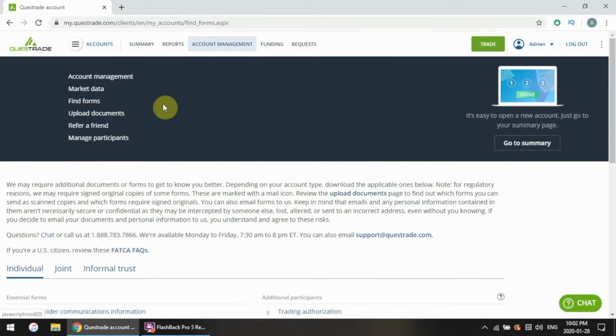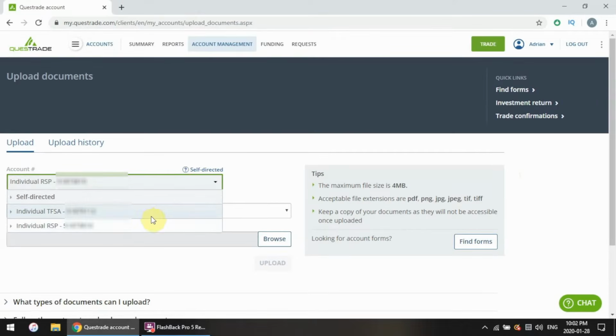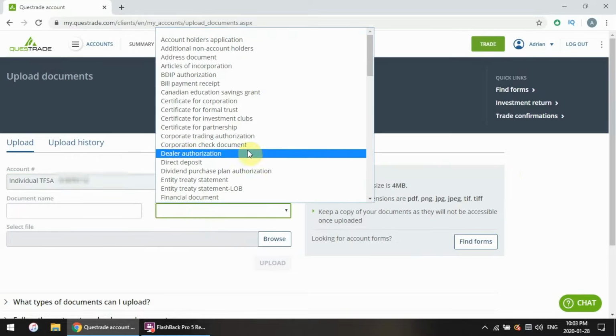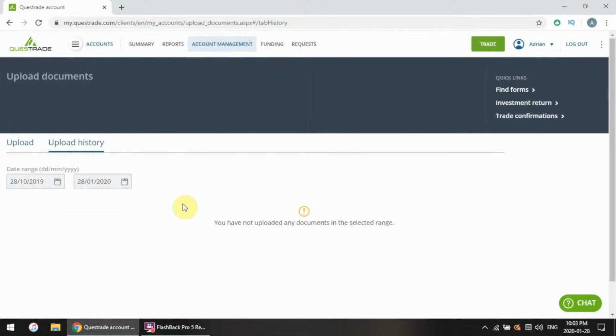Once that's done, sign it, scan it, or take a picture of it with your phone, and upload that PDF to Questrade by going to Account Management, Upload Documents, select the account you want, either your TFSA, your RRSP, or your margin account. For document type, select Dividend Purchase Plan Authorization, select the file, and then hit Upload. It will take a few business days to process, but to check your progress, click on Upload History, and you'll see when your DRIP is activated.